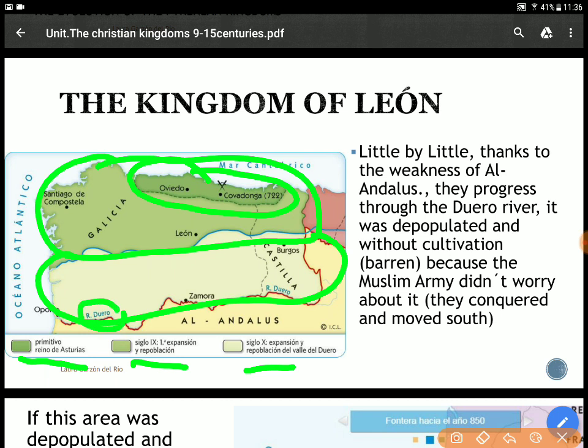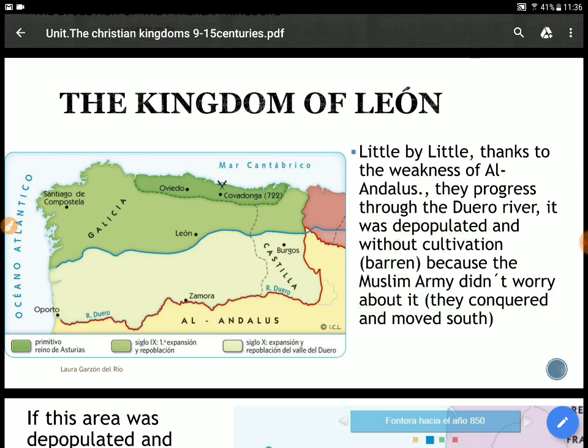You can see here the Río Duero, that is the first big frontier border that they are going to establish. At the beginning, it was very, very easy to conquer all this territory because the Muslim army didn't worry about it. They conquered and moved south. This part was depopulated and barren. So they didn't find any opposition, any army, in these regions. That is why it was so easy to move south.